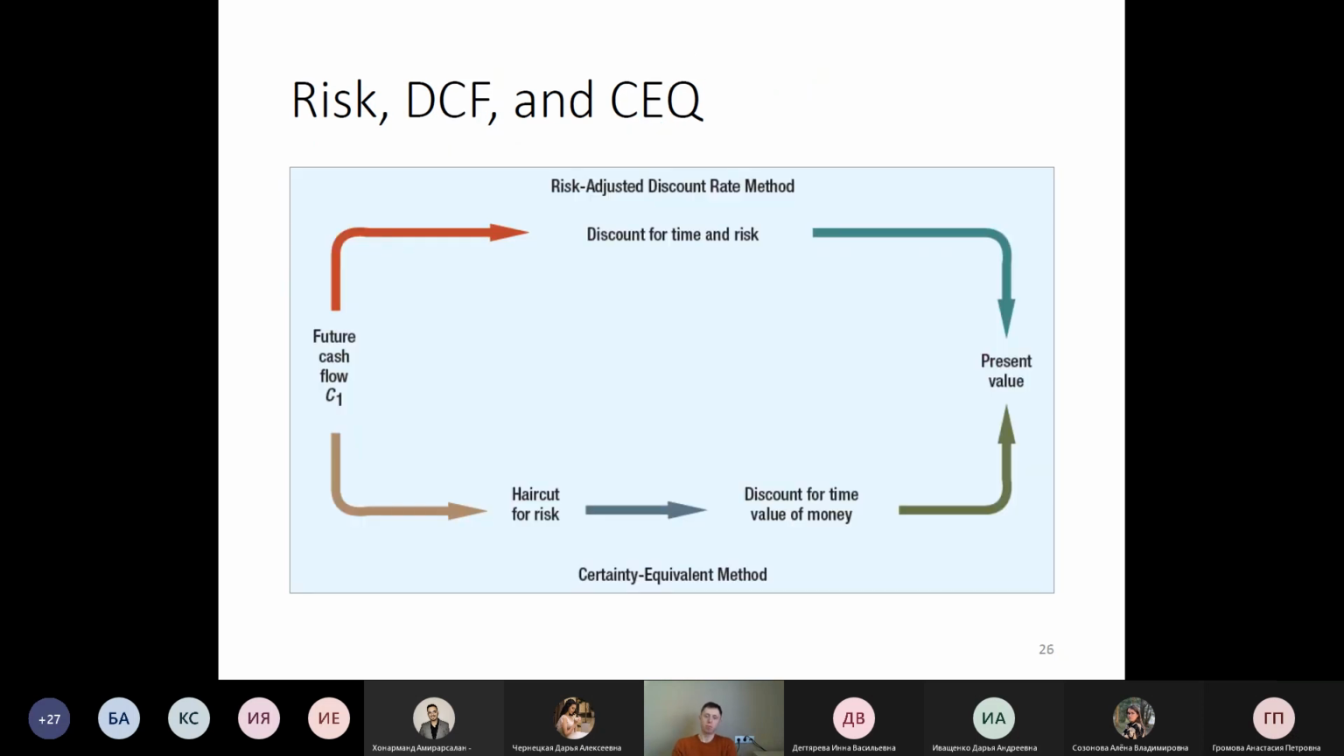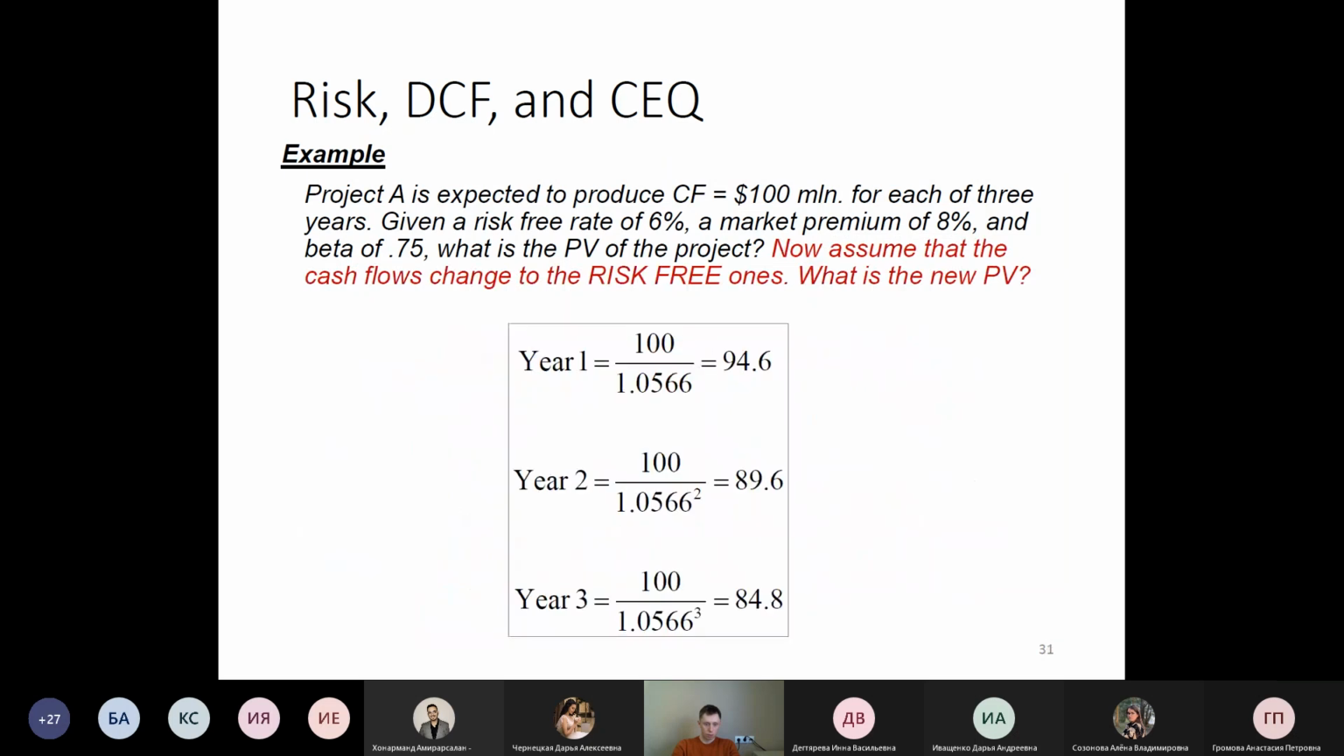The principle is presented on this slide. So we have some nominal cash flows, then discount them and have the present value. And working with the concept of certainty equivalence, we do it in two steps. First, we make a so-called haircut for the risk, then discount for the time value of money. So after the haircut for risk, we have a certainty equivalent, and then discounting at the risk-free rate is just the discounting for the time value of money. Example of estimating certainty equivalence.